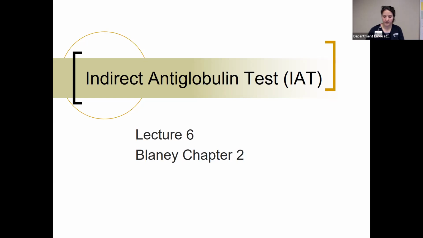It still uses your AHG reagent, your anti-human globulin reagent, but we're testing patient plasma. Patient plasma is where our what? Antigen or antibody? Antibody is in your patient plasma. We're going to mix patient plasma with our commercial reagent cells, which is where our antigen is. If you have a reaction in your IAT, that means your patient has an antibody to something that is on your screening cells. Then we need to identify what antibody is present.